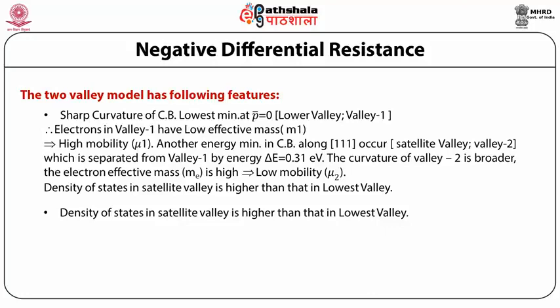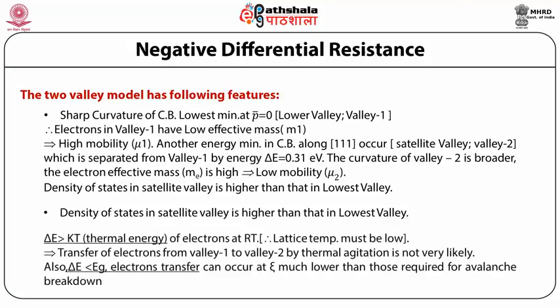The third feature is that delta E is greater than kT, the thermal energy of electrons at room temperature. Therefore, lattice temperature must be low. This implies the transfer of electrons from valley 1 to valley 2 by thermal agitation is not very likely. Also, delta E is less than Eg. Electron transfer can occur at zeta much lower than that required for avalanche breakdown.